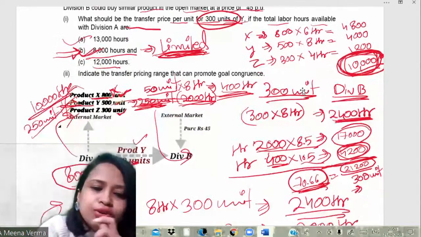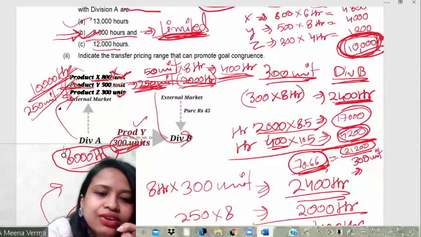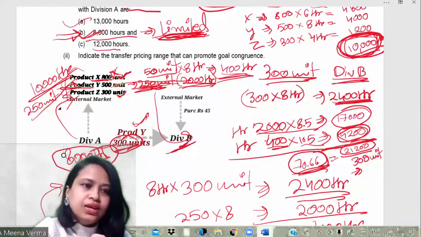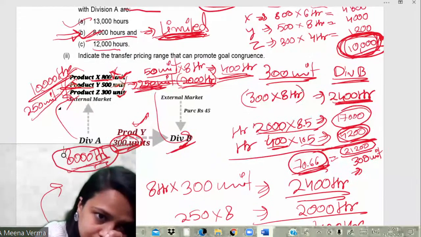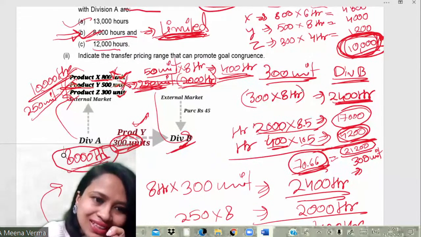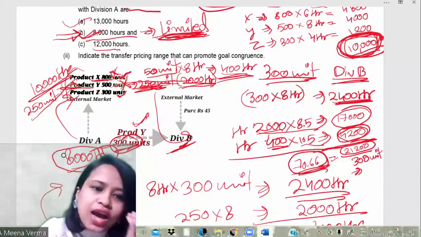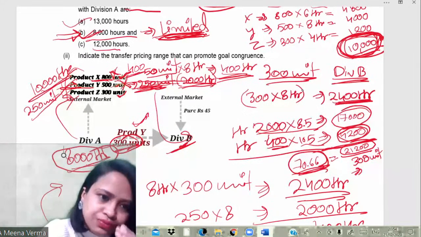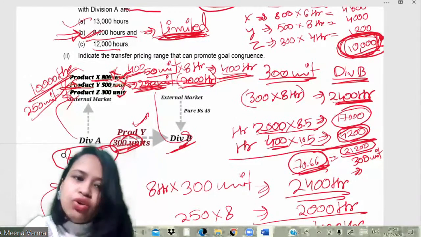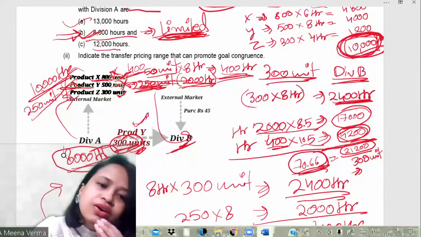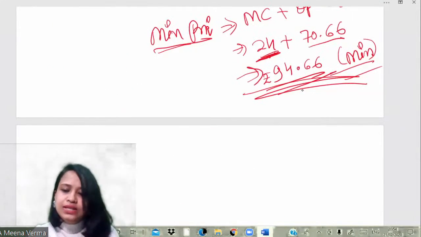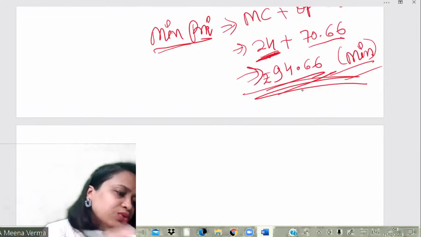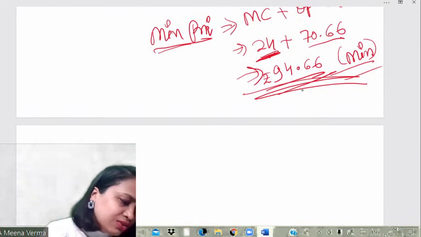Why are you losing this contribution? Because you are producing 300 units of product Y for division B. Okay? And hours are limited. You have just 8,000 hours. And that is why you have to disrupt this production. And you have to take 400 hours from here also. In those 400 hours, whatever contribution you are losing, you want to recover that also, from the transfer price. So accordingly, the transfer price will be this. Is it clear or not? Do you want me to repeat? I can repeat it again if it is not clear to you.